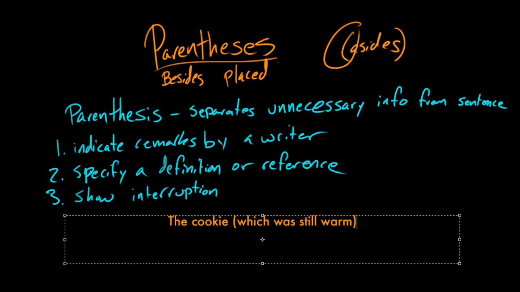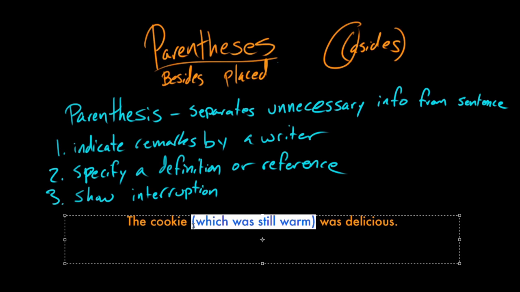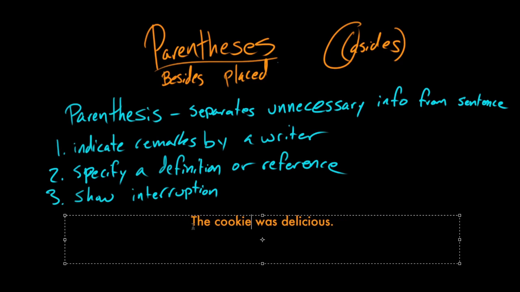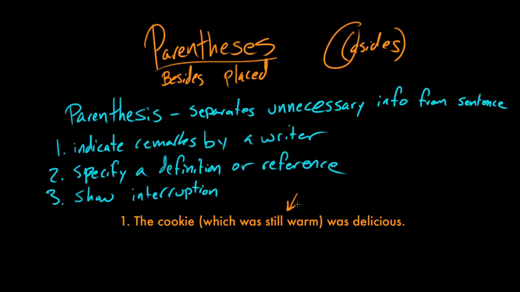So here we've got something like, the cookie, which was still warm, was delicious. Now, we could conceivably take that out of the sentence, right? Because the sentence is basically, the cookie was delicious. But if we wanted to add an additional remark by the writer, which is whoever ate the cookie, namely me, we would put in this parenthetical remark. It's some extra information. And when I say parenthetical, I'm talking about this little aside here. That's what I mean by a parenthetical. So this is what's called a parenthetical aside.